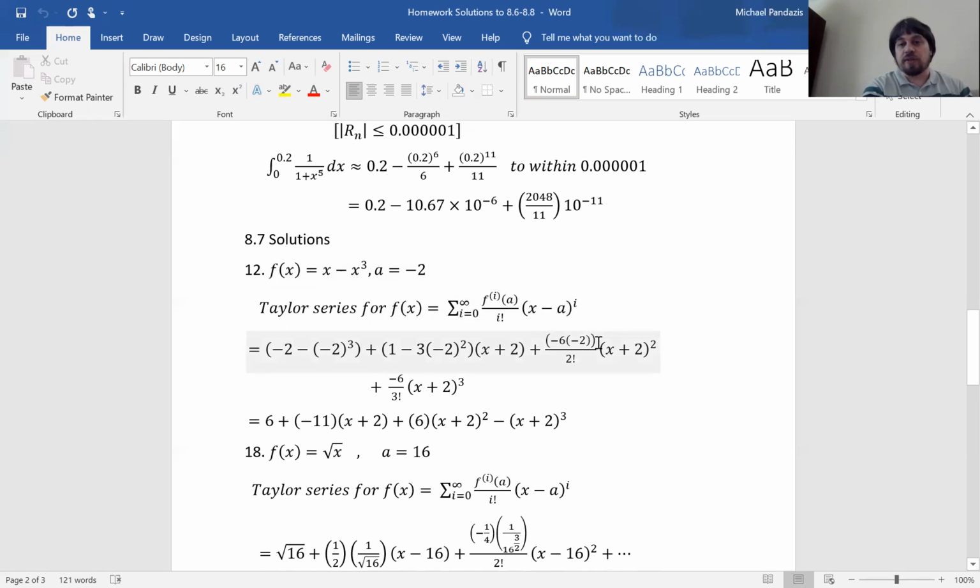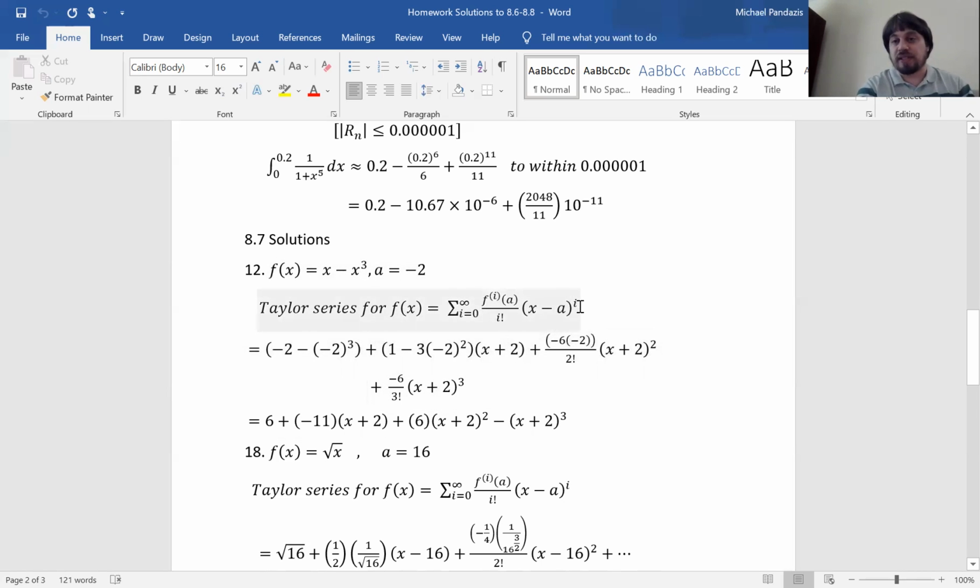For the i equals 2 term, you have the second derivative. The first derivative is 1 minus 3x squared. The second derivative is negative 6x. So it's negative 6 times negative 2 for the second derivative, divided by 2 factorial, times x plus 2 squared. Now the next term, the third derivative is negative 6. So that's negative 6 over 3 factorial times x plus 2 cubed.